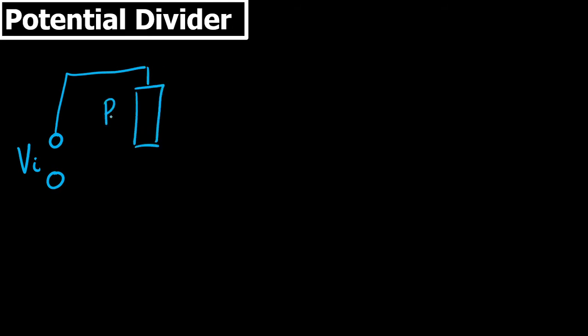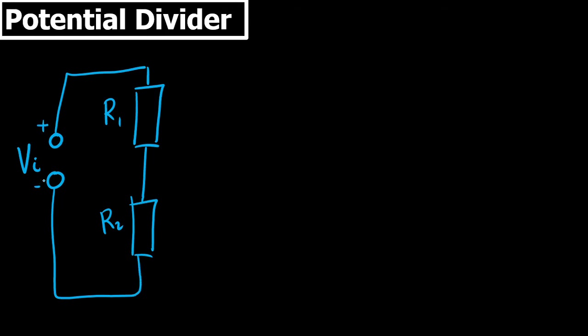So let's look at the most basic of potential dividers. Say you have a voltage supply. So here's your voltage supply. We have V in, right? And then say you connect it to two resistors. So this is R1 and then this is R2. Let's have the positive terminal here, the negative terminal here. Your current will be moving clockwise.